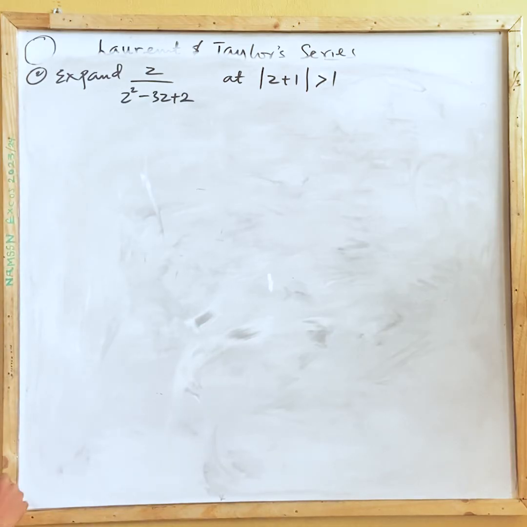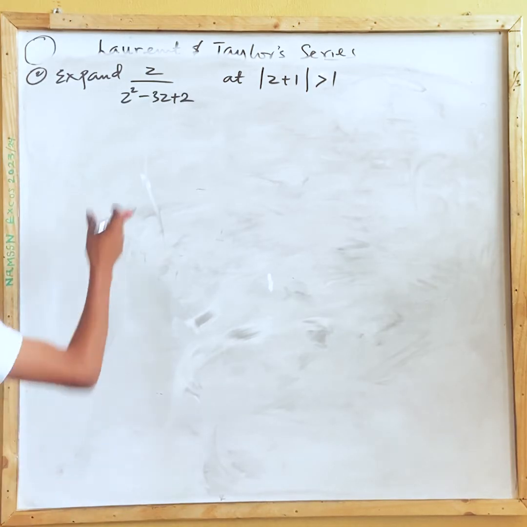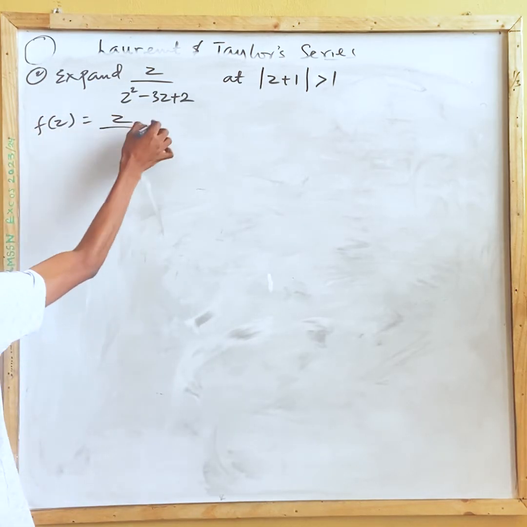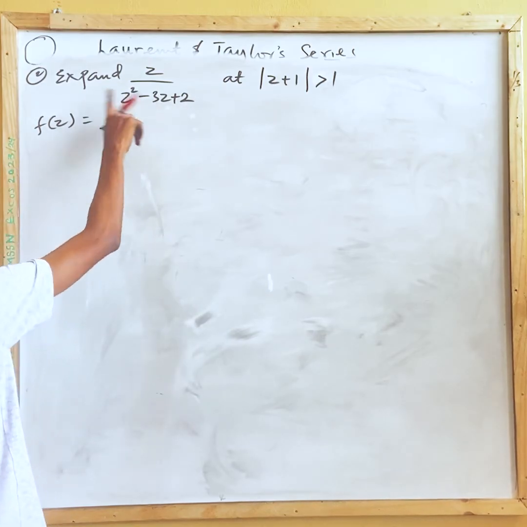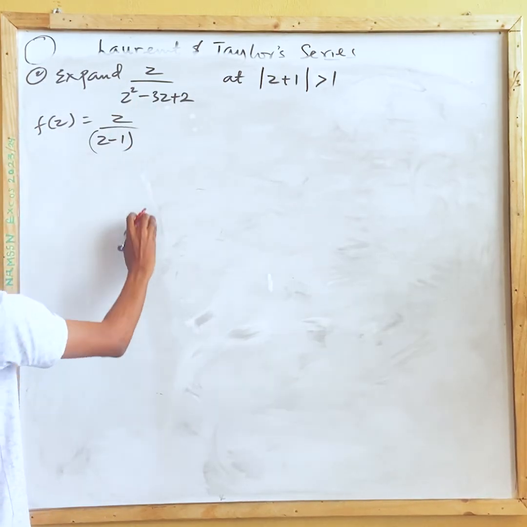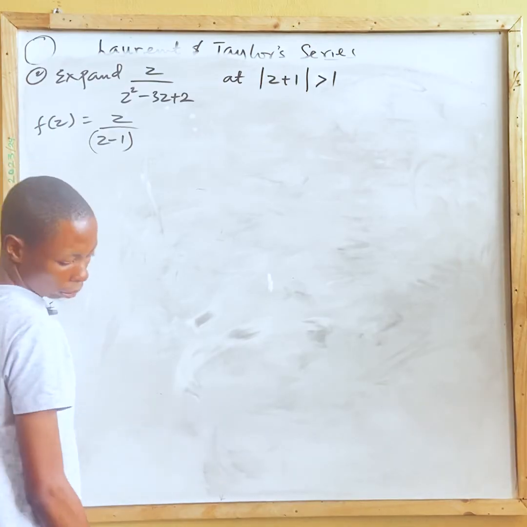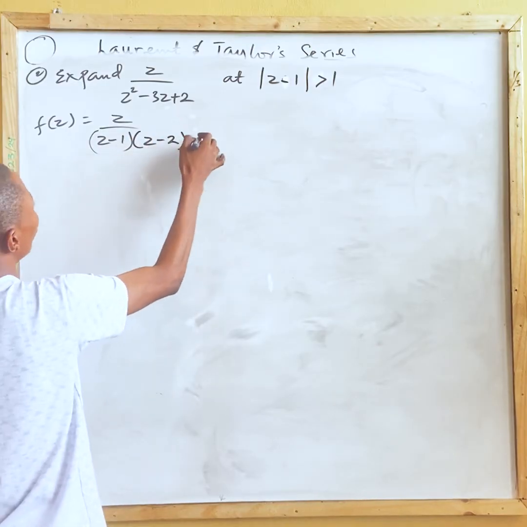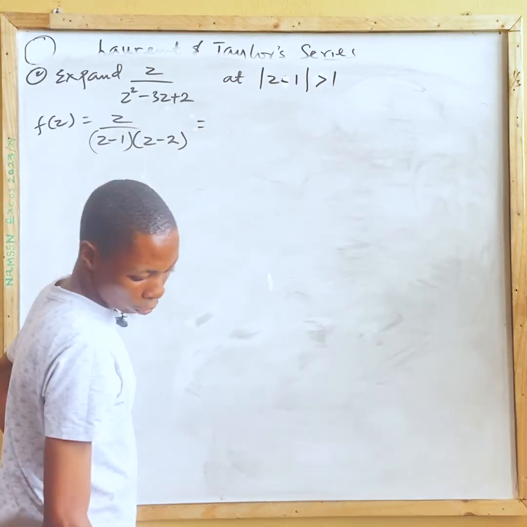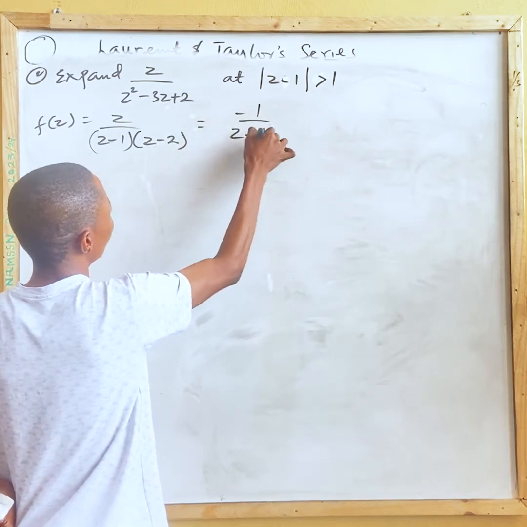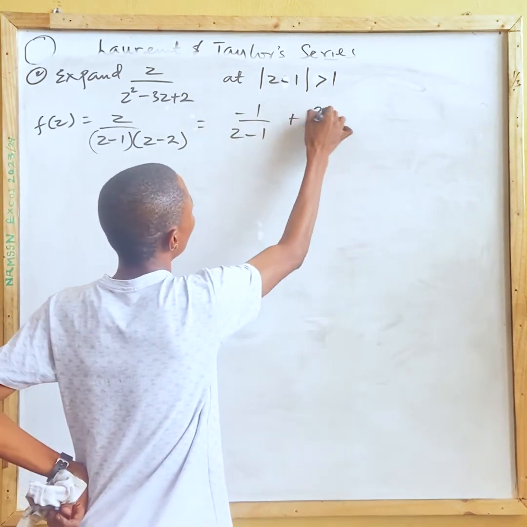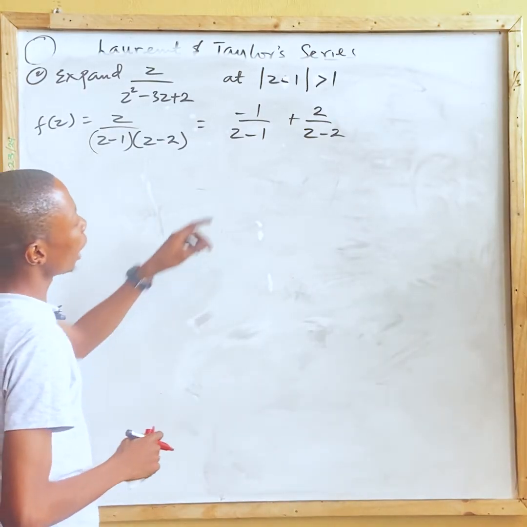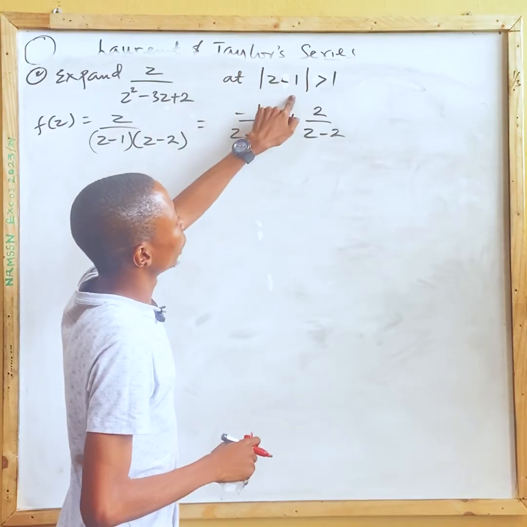Look at this function. So the first thing is to break this one down into partial fraction. So we're having our f of z is z over, partial fraction. Now we factorize this. This is z minus 1 and then z minus 2. So if you resolve it into partial fraction, you are going to get minus 1 over z minus 1 plus 2 divided by z minus 2. Now, after doing that, we want to expand at absolute value of z minus 1 greater than 1.